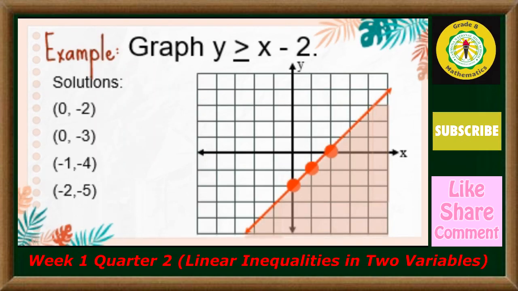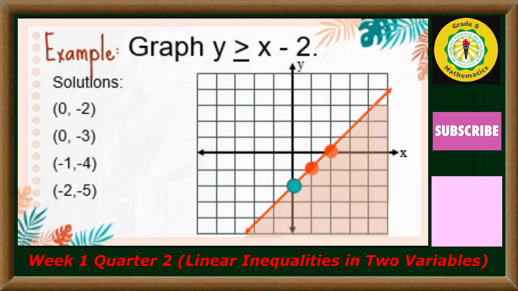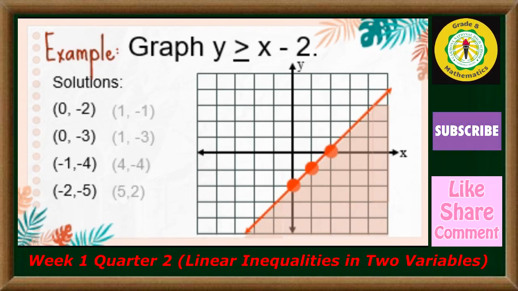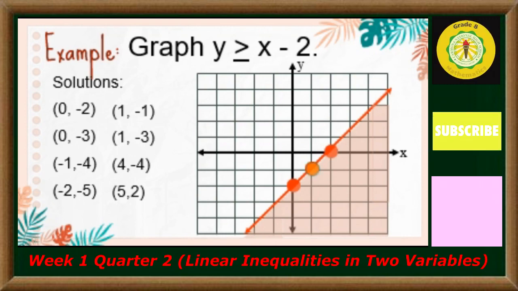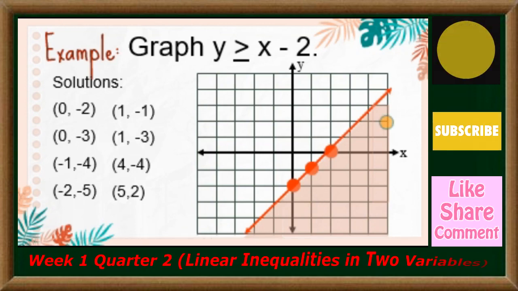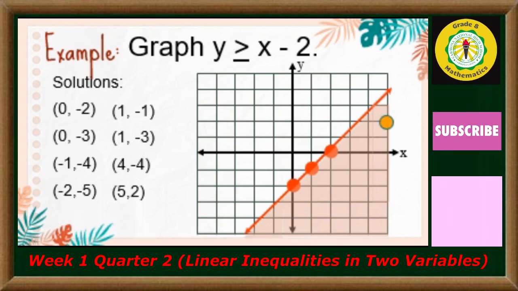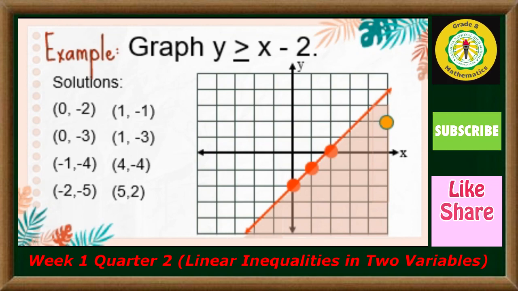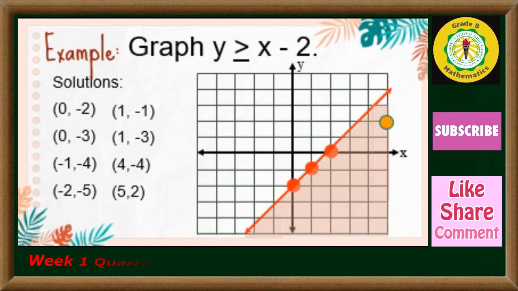So here are the solutions: (0, -2), (0, -3), (-1, -4), (-2, -5), (1, -1), (1, -3), (4, -4), and (5, 2). Ang mga solutions natin ay nandun mismo sa shaded part natin or nandun sa ating solid line.